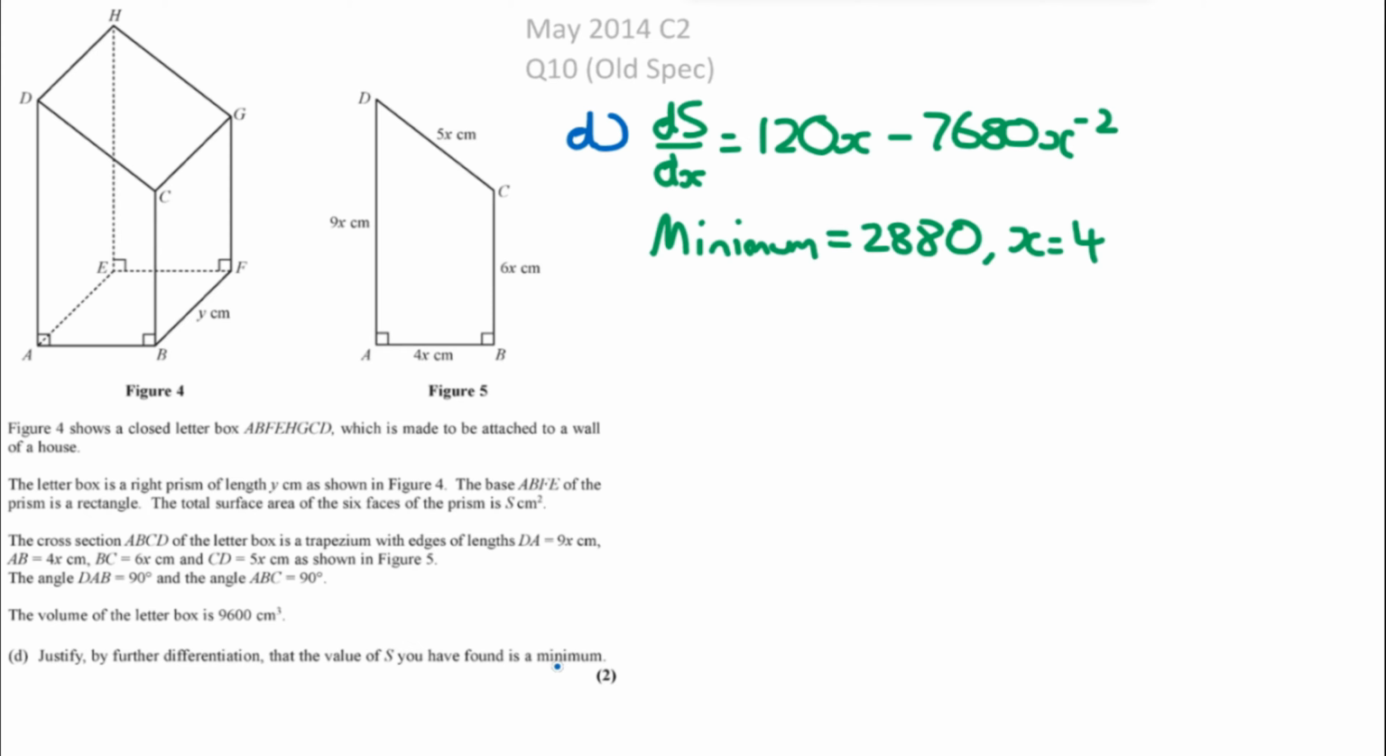So for part D, we need to justify that the value we found is a minimum. And of course, we don't know this because we found when ds over dx is equal to 0. So we know there's a stationary point in there, but we don't know if this is a minimum, a maximum, or a point of inflection.